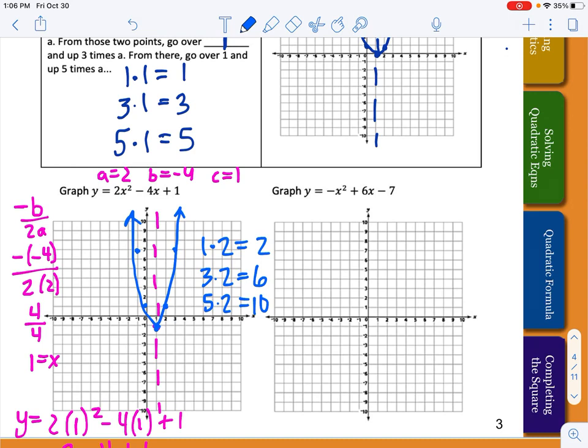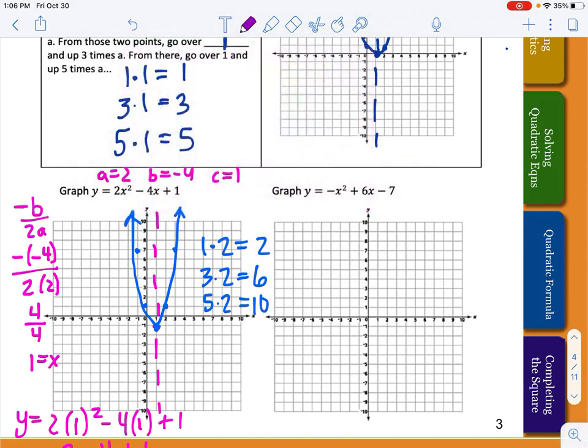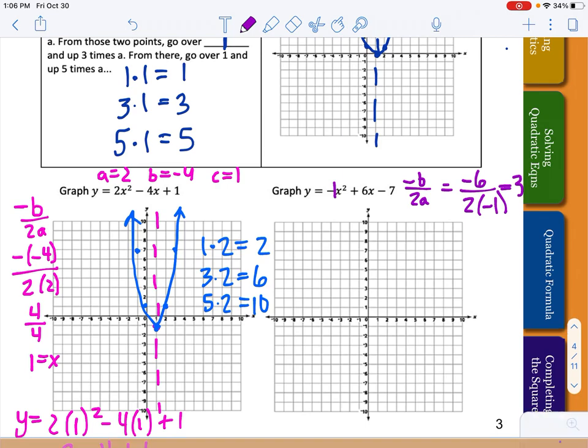We go ahead and solve for our vertex. Our vertex is -b over 2a. So we have -6 over 2 times -1, because there's a -1 out front there. I solve, I get -6 over -2, so I get a +3 for my x value. Then I plug that back in.